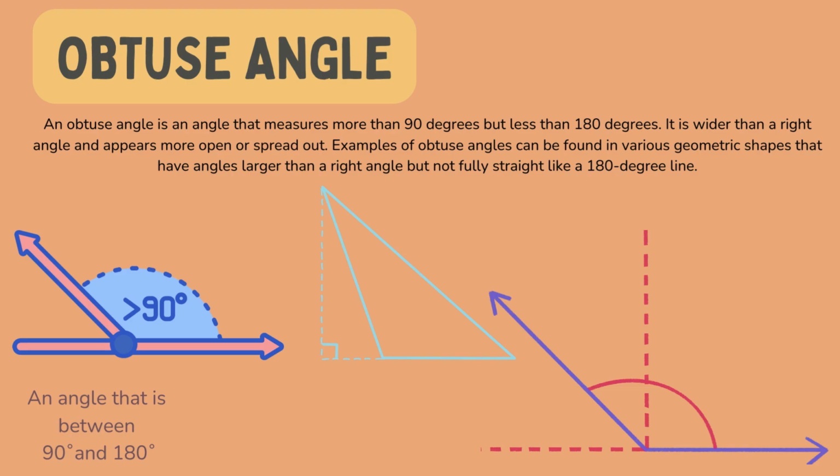An obtuse angle. An obtuse angle is an angle that measures more than 90 degrees, but less than 180 degrees. It is wider than a right angle, and appears more open or spread out. Examples of obtuse angles can be found in various geometric shapes that have angles larger than a right angle, but not fully straight like a 180-degree line.